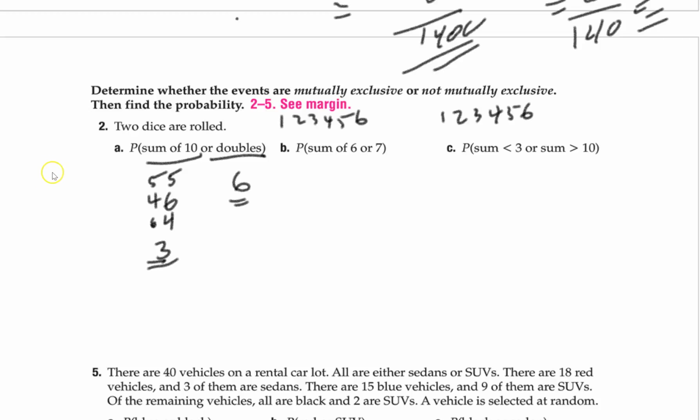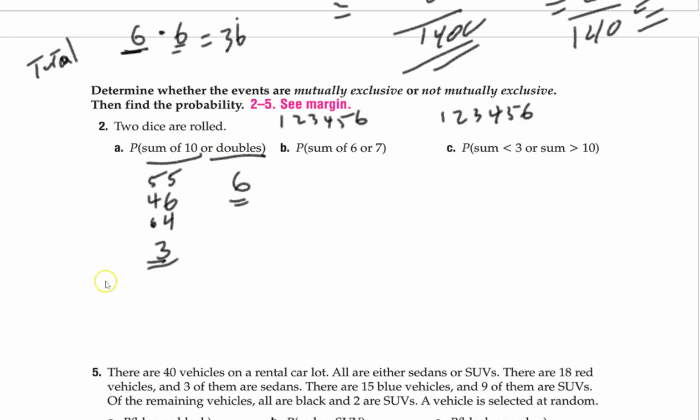Now here's the thing. If we're rolling 2 dice, what's the total? Let's go back to our fundamental counting principle. When I roll 1 die, there's 6 options. When I roll another die, there's 6 options. So I have 36 total options.